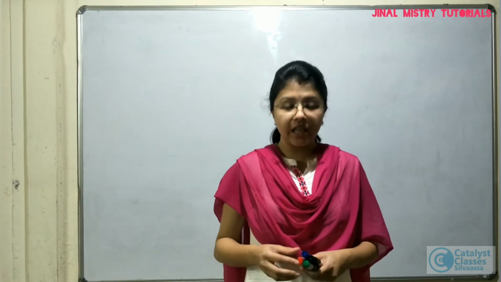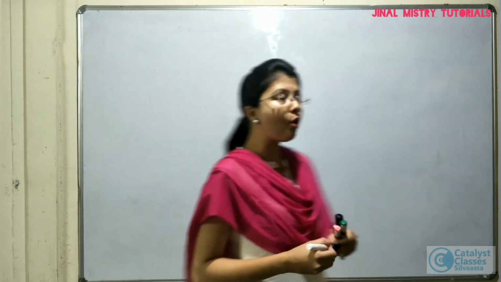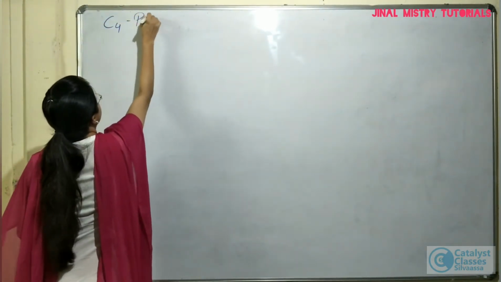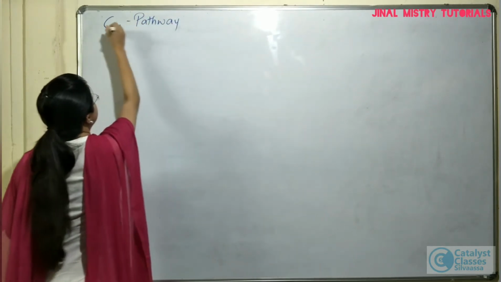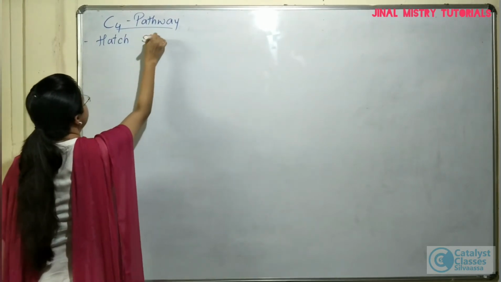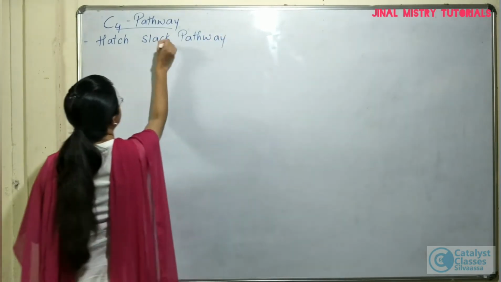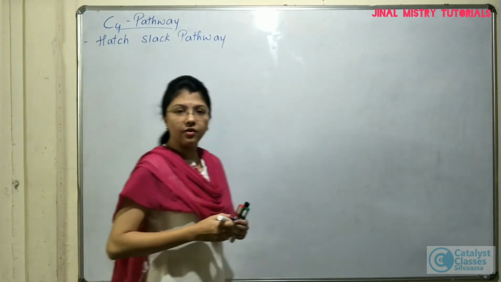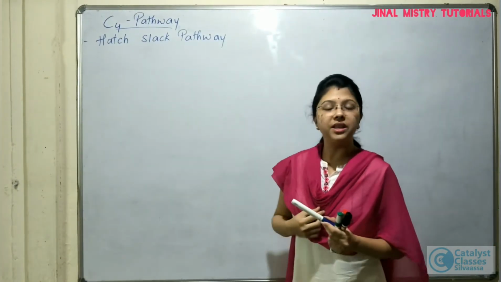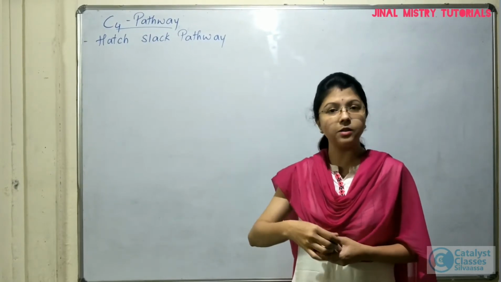Hello friends, in this video today we will be talking about the next part of photosynthesis, that is the C4 plants or C4 pathway. This C4 pathway is also called the Hatch-Slack pathway. Hatch and Slack were the two scientists who discovered this pathway, and hence it is also named the Hatch-Slack pathway.